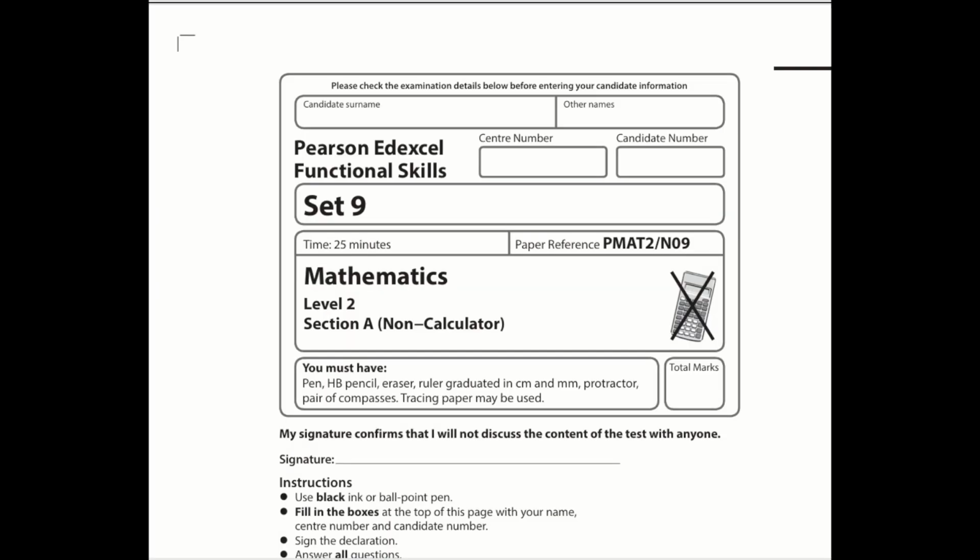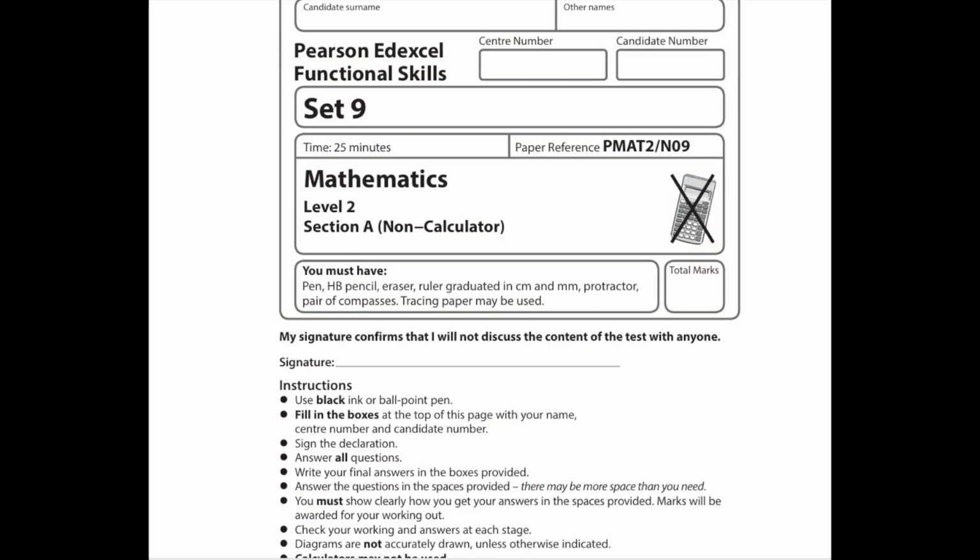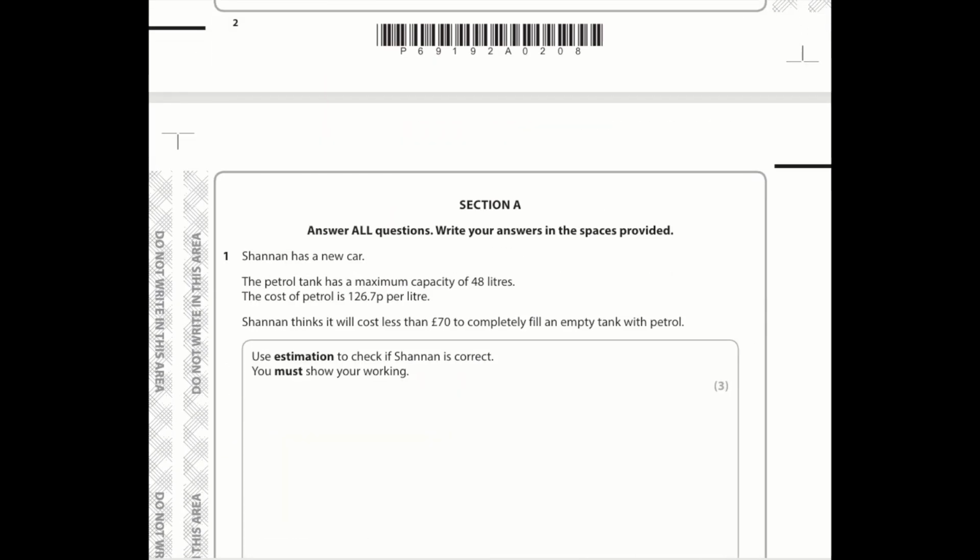Here are the video solutions for Pearson Edexcel Functional Skills Maths Level 2. This is section A, which is the non-calculator section, and this is from set 9. So let's scroll down to question number 1.